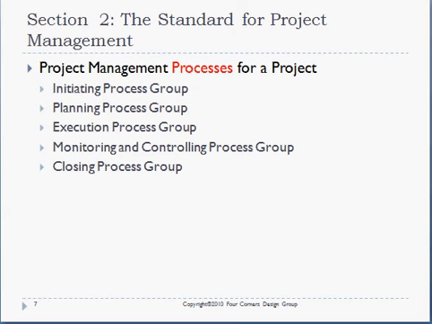Section 2. The standards for project management defines the project management processes and defines the inputs and outputs for each process. The chapter defines the 5 process groups, that is, initiating, planning, execution, monitoring and control, and closing. It also maps knowledge areas to specific project management process groups.